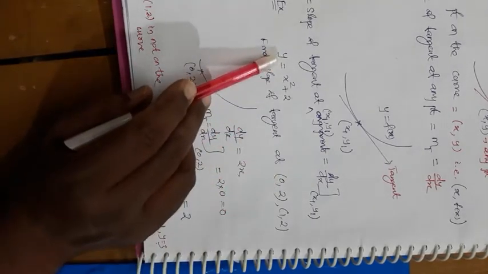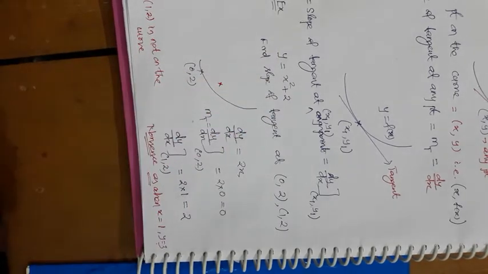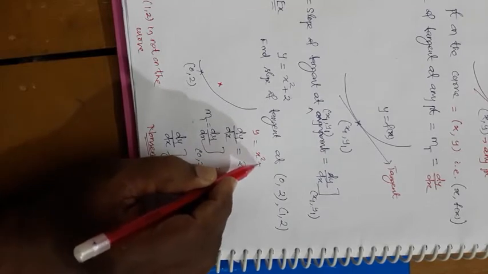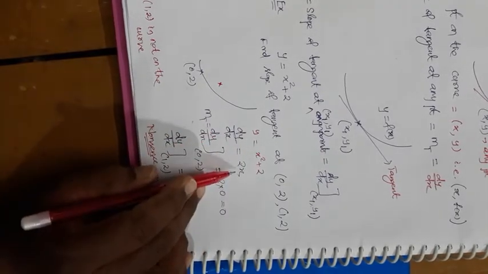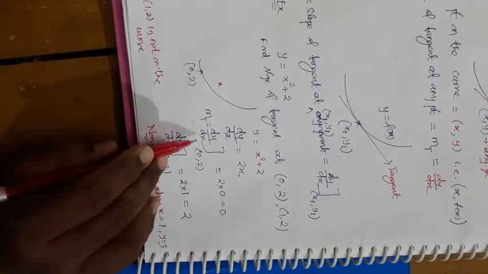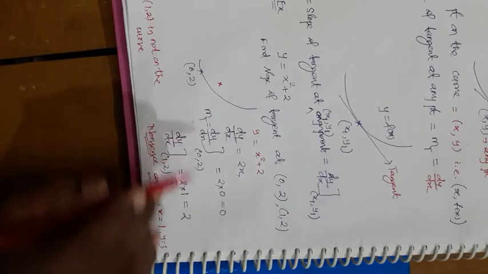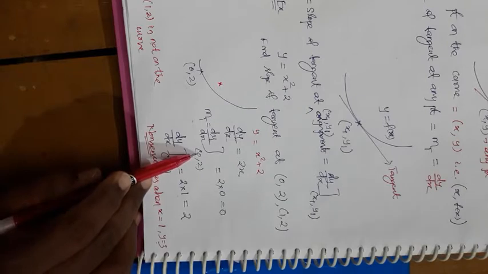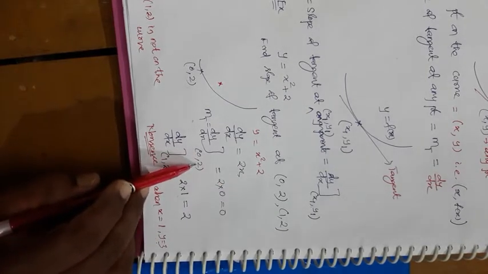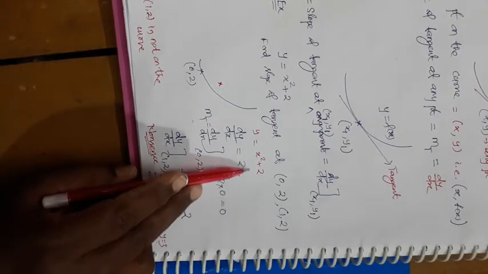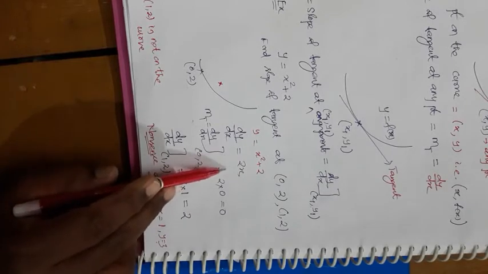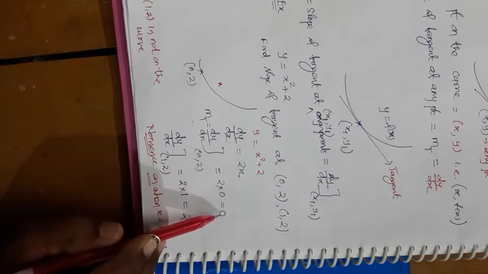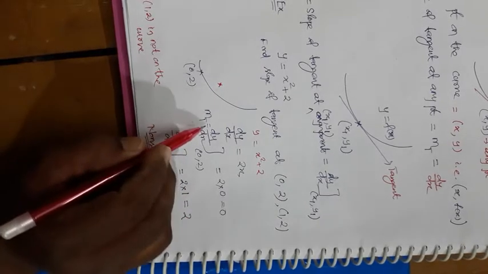Y is equal to x square plus 2, then dy by dx is 2x. Now what is the slope of the tangent? In place of x, you have to put 0, and in place of y, you have to put 2. But there is no y here, so simply put x as 0 in 2x. It becomes 0. Suppose this slope is m1.